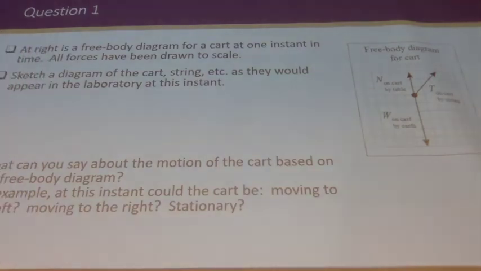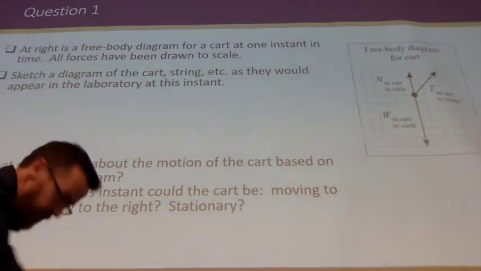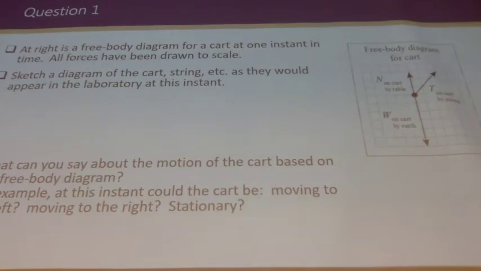Recording's running. Yep. Okay. This question.